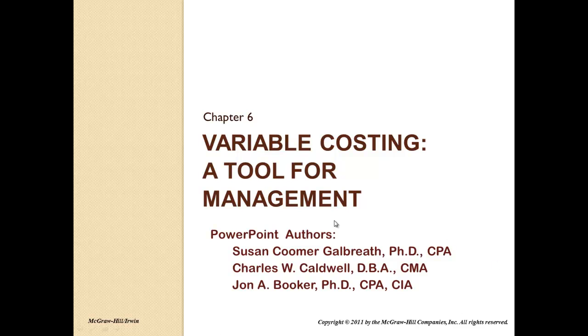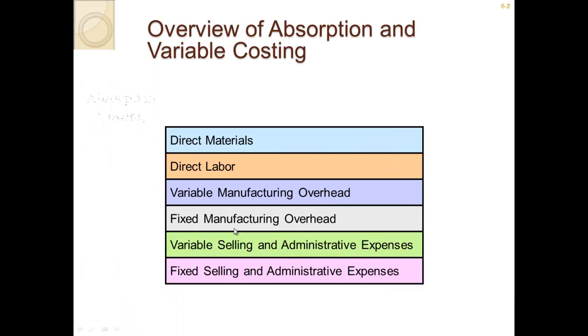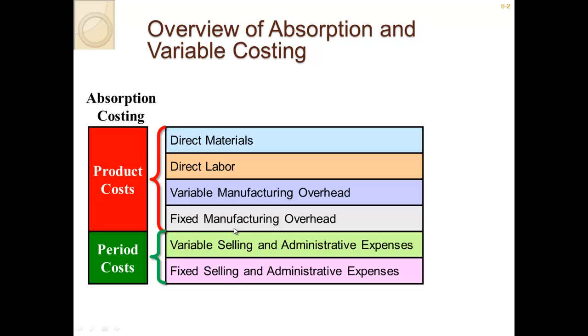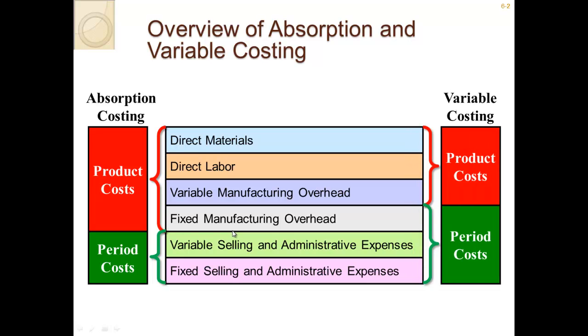We are going to compare variable costing, a tool for management. This is the Chapter 6 overview. There are two general approaches used for valuing inventories and cost of goods sold. One is called absorption costing, which is generally used for external reporting, and the other is called variable costing. It's preferred by some managers for internal decisions.